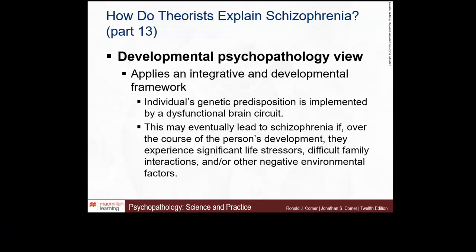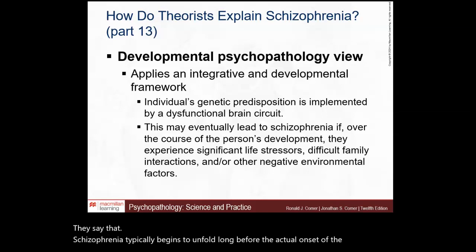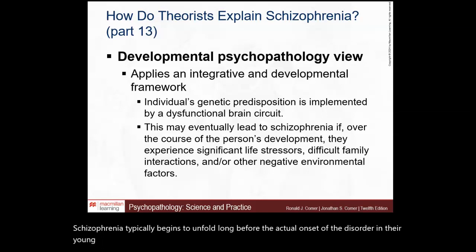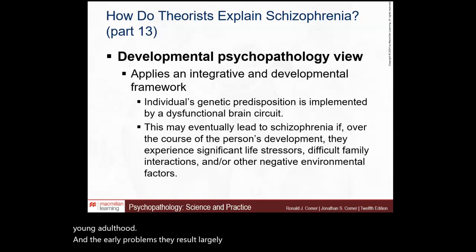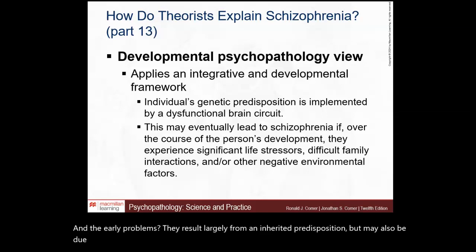So developmental psychopathologists say that schizophrenia typically begins to unfold long before the actual onset of the disorder in young adulthood. And the early problems result largely from an inherited predisposition, but may also be due to repeated childhood stress experiences, family dysfunction, and or difficult social interactions.